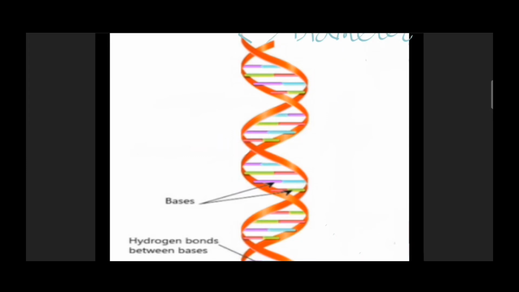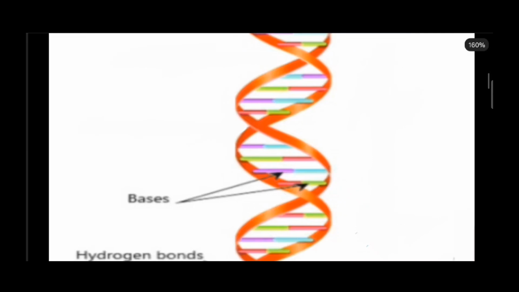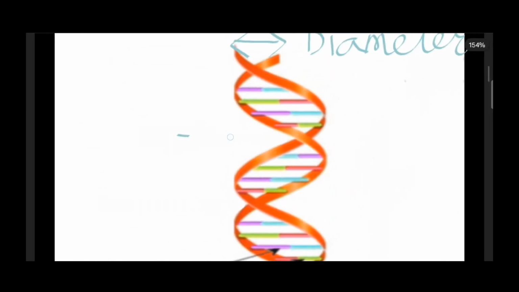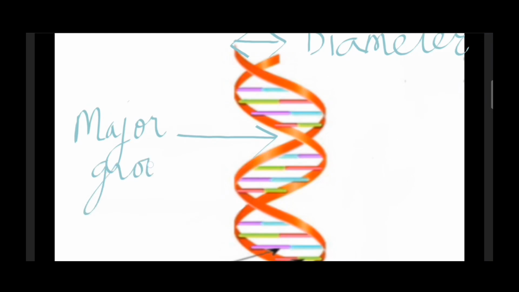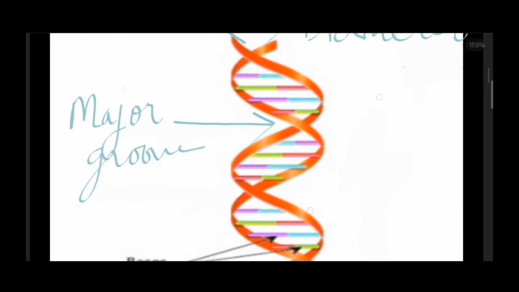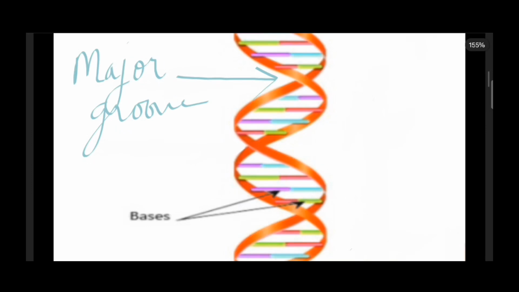But when we talk about their names in terms of their wideness, this particular groove, which has gone inside and is very wide, we're going to call it the major groove. And then as you can see, there is also a smaller groove present over here. We're going to call this the minor groove.